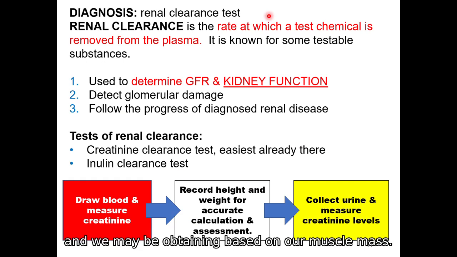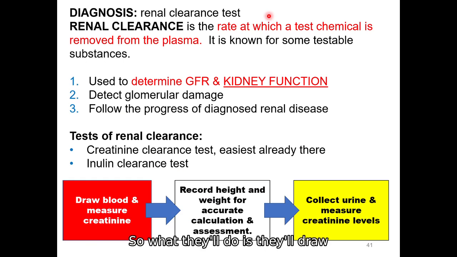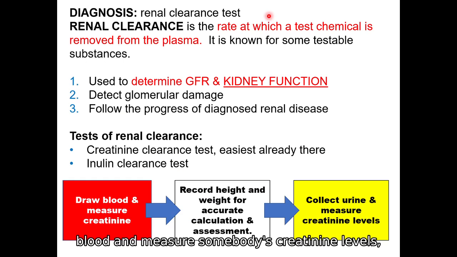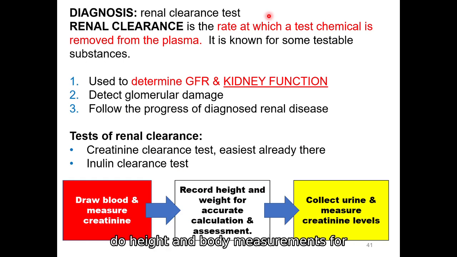It's already there, and we make creatinine based on our muscle mass. So what they'll do is first they'll draw blood, measure somebody's creatinine levels, do height and body measurements for calculations, and then they'll collect urine. Usually it's 3 days throughout the course at certain time points, and measure their creatinine and just see, are they clearing it like they should normally.